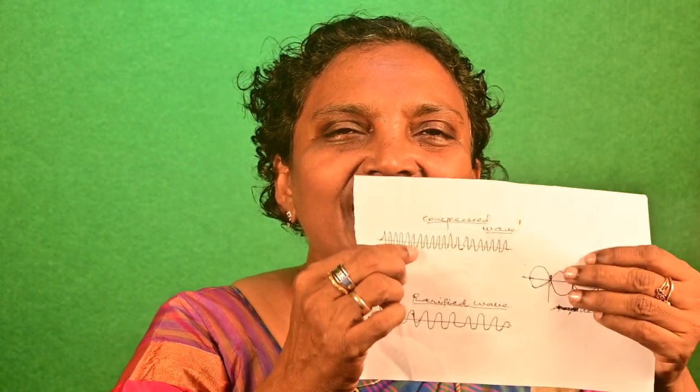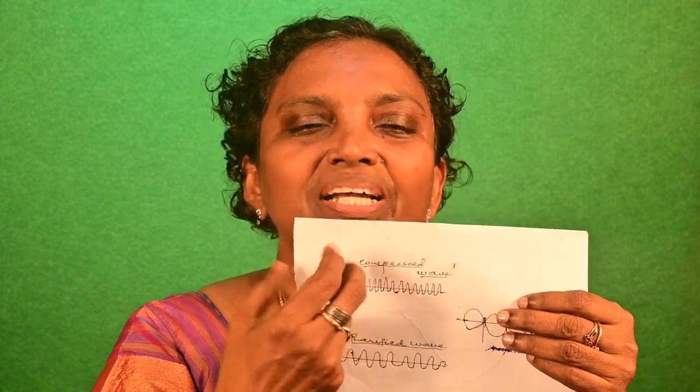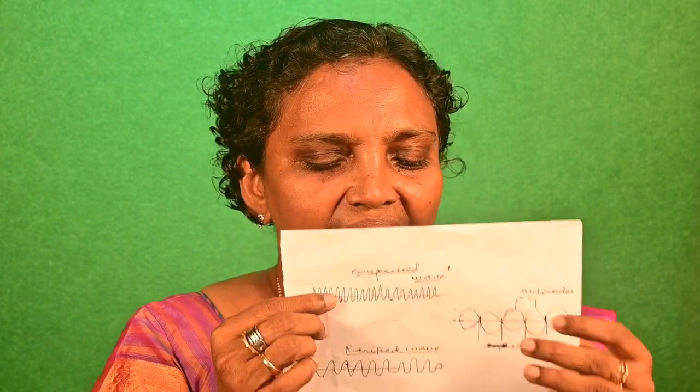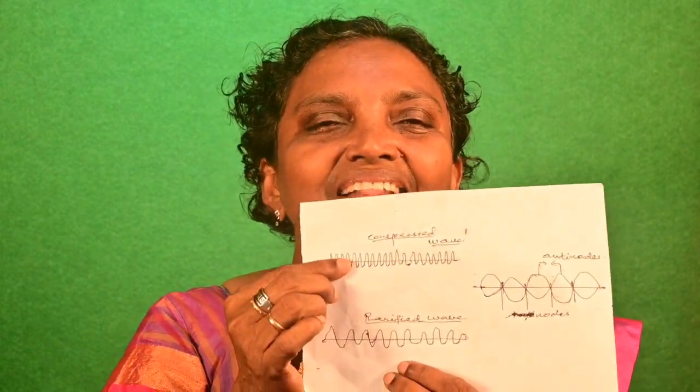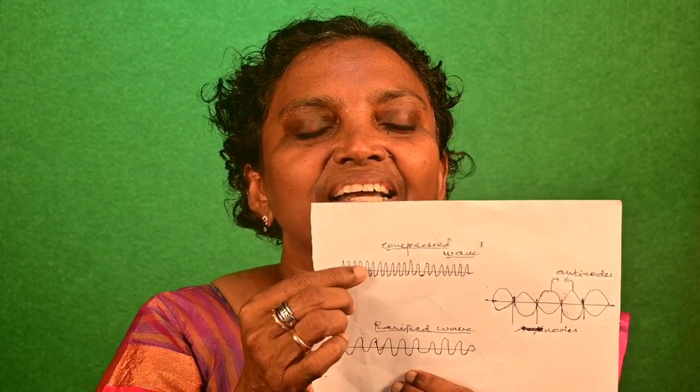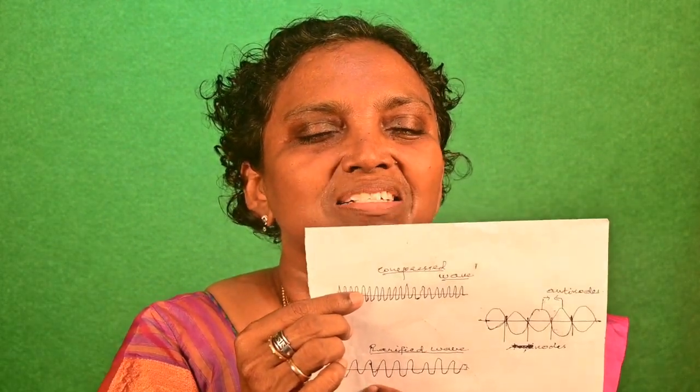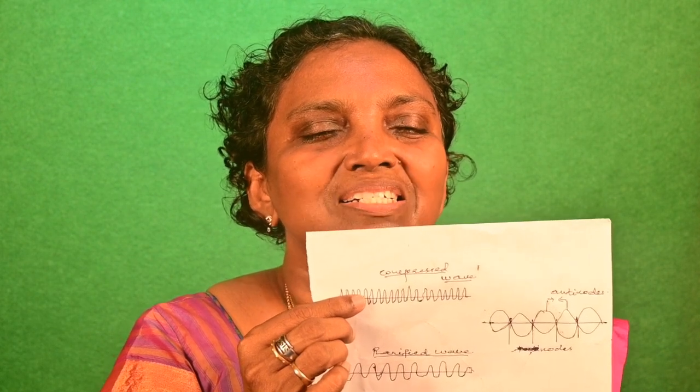To know about compressions and rarefactions, the waveforms will be very dense. It will be in a compressed state. So it is a compressed wave. Here down you can see the rarefied wave. Here the particles are not so compressed. The waveform doesn't get compressed. It is loose. It is rarefied. So the pitch can be defined as the number of compressions or rarefactions per second.